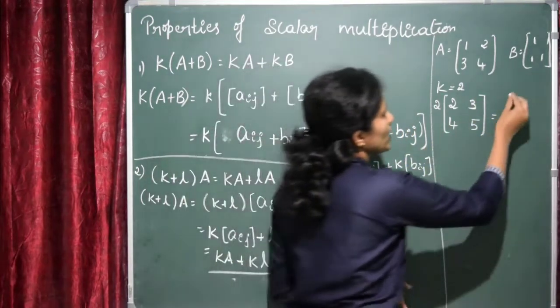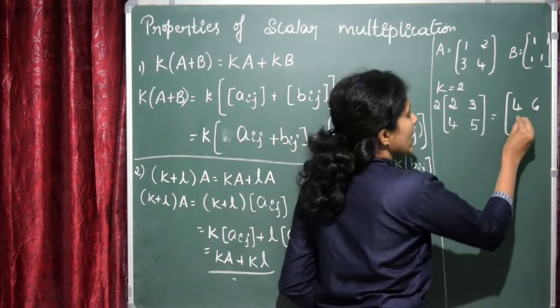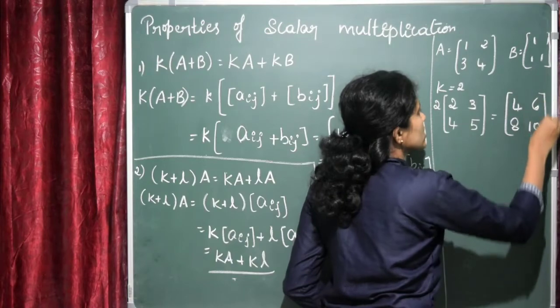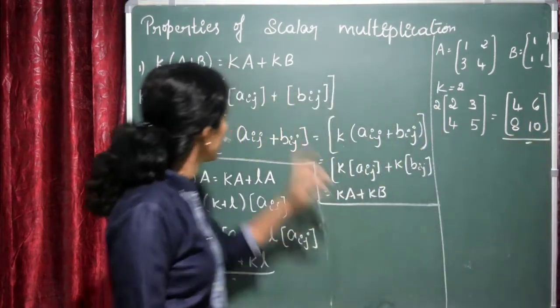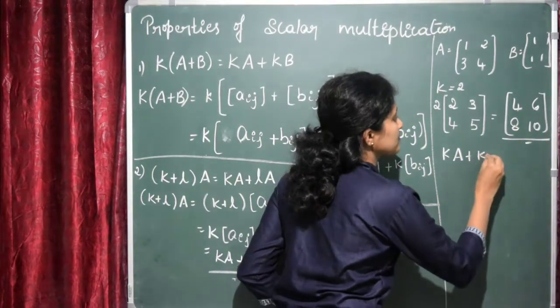So this will be now 2 into 2 is 4. 2 into 3 is 6. 2 into 4 is 8. 2 into 5 is 10. So this is the left hand side. Right? Now we will see the right hand side, that is Ka plus Kb.